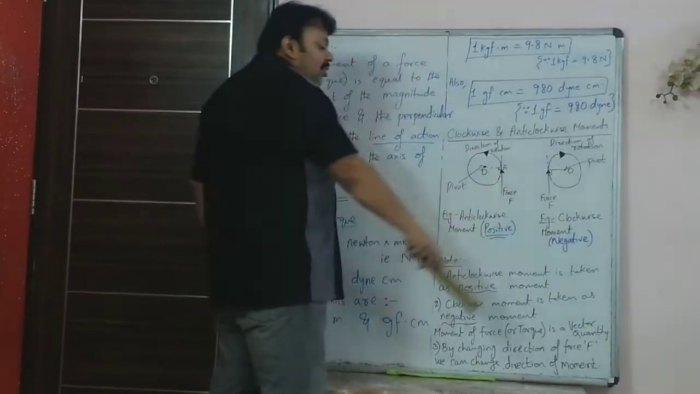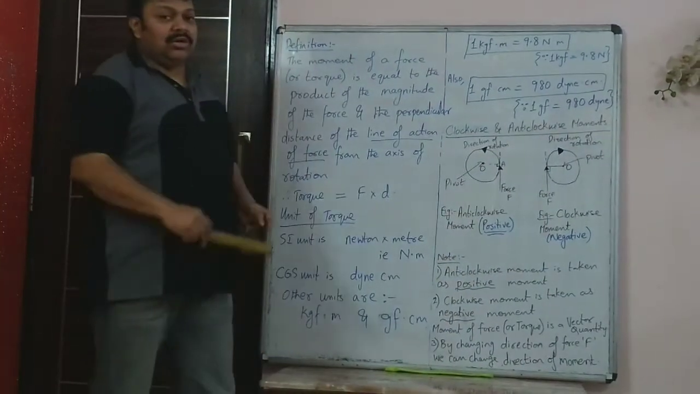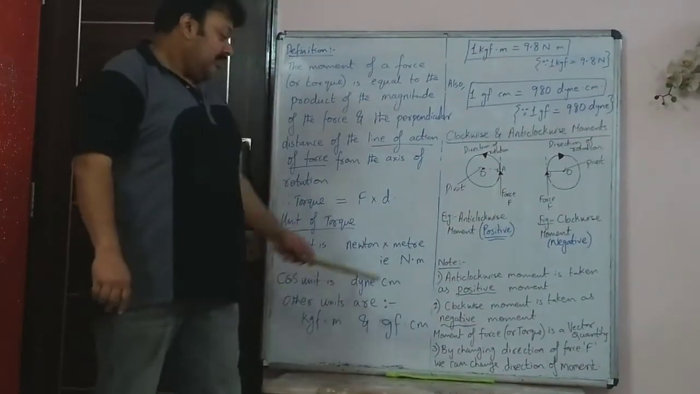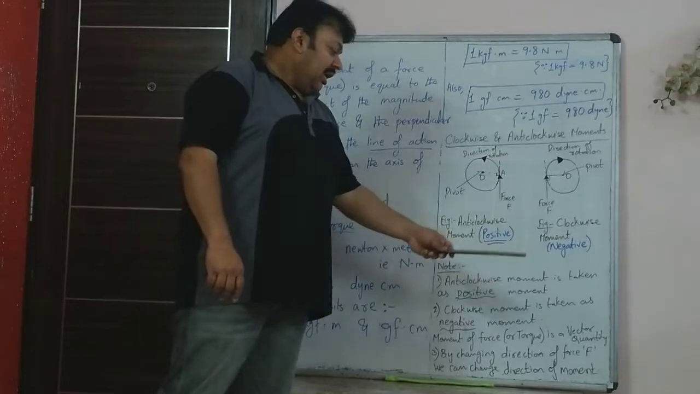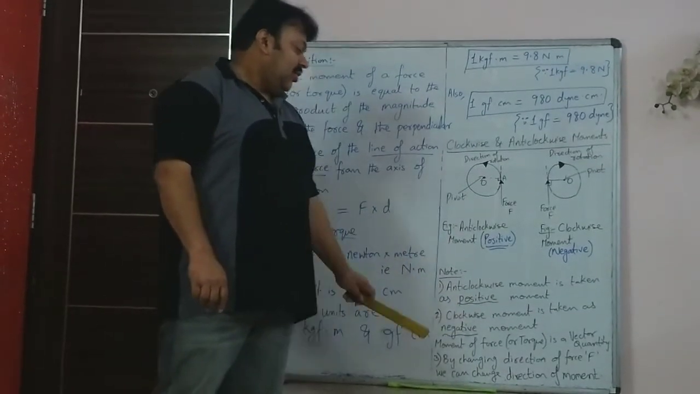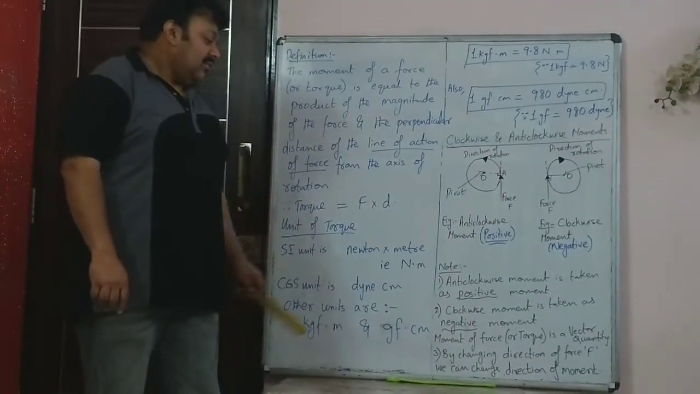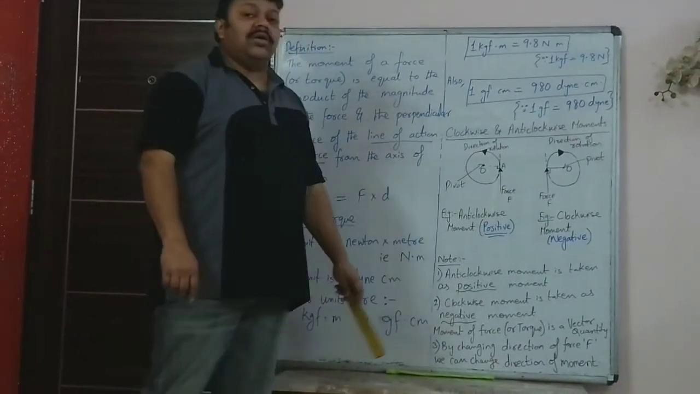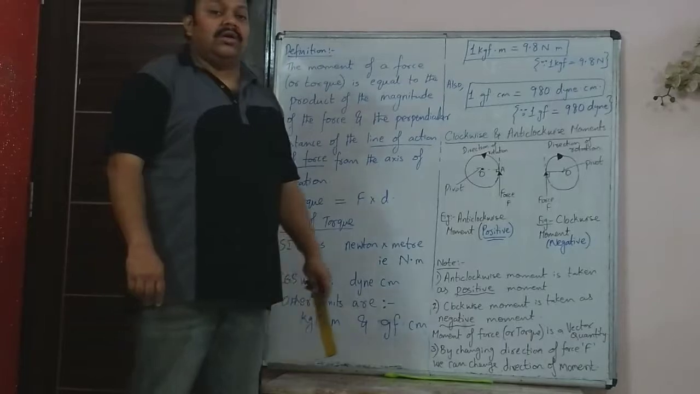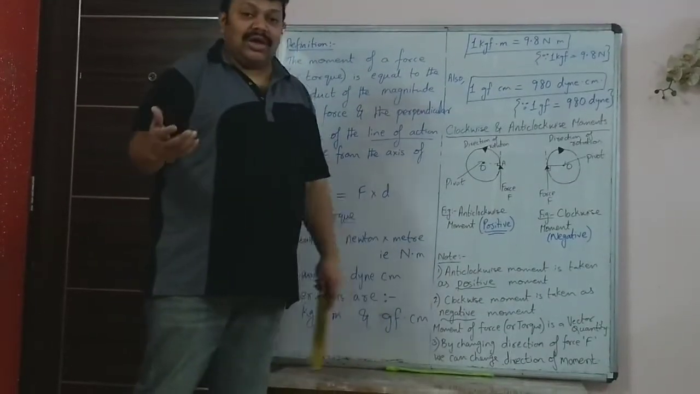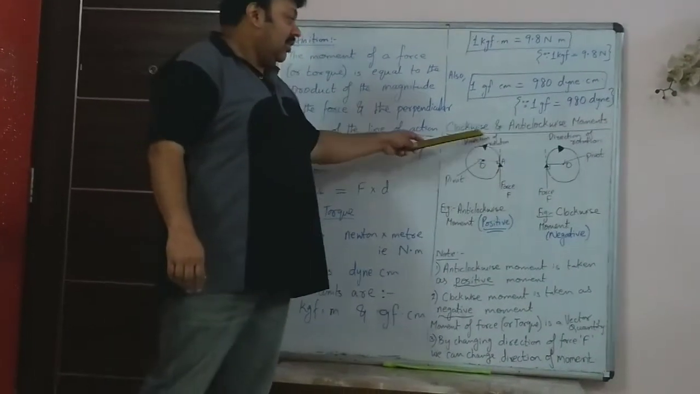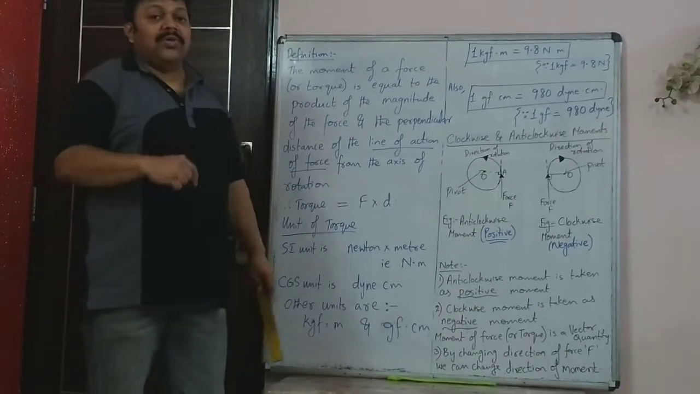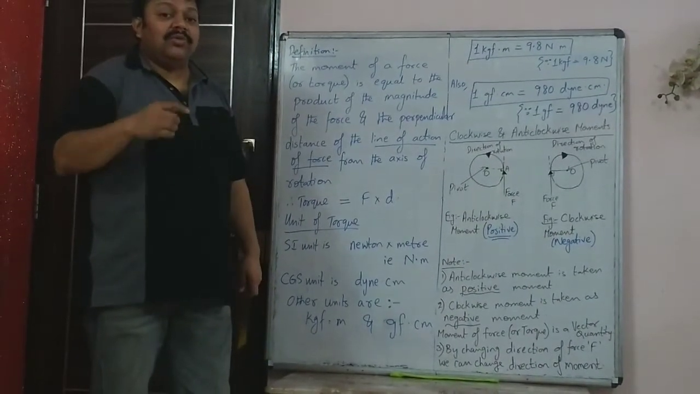So clockwise movement is called negative movement. So anti-clockwise positive, clockwise negative. That's what is written here. Anti-clockwise movement is taken as positive movement and clockwise movement is taken as negative movement. Moment of force or torque is a vector quantity. Vector means direction is taken. So here definitely we are considering the direction of rotation, so we put a positive or negative sign before the answer.